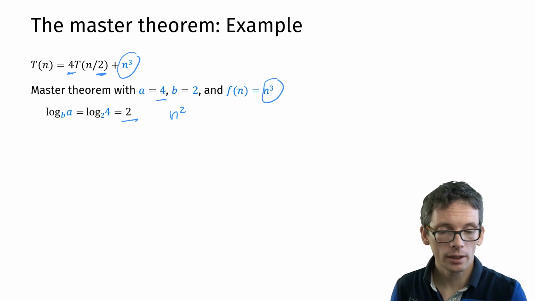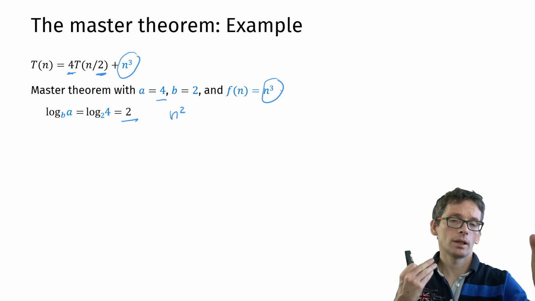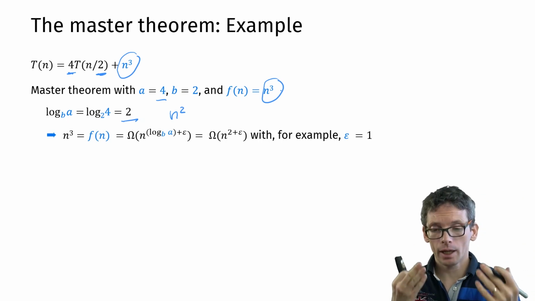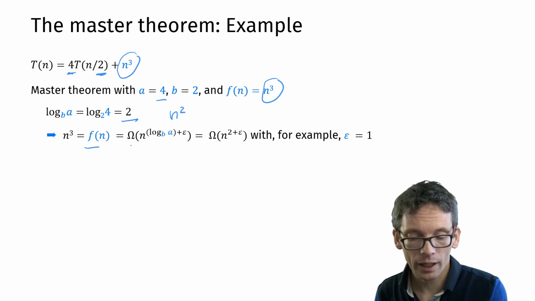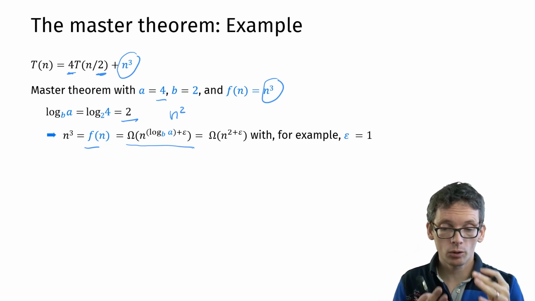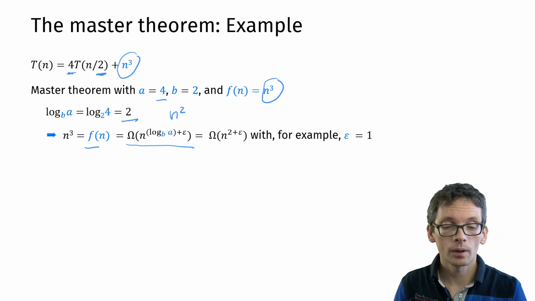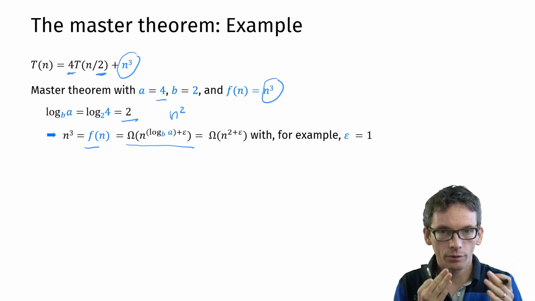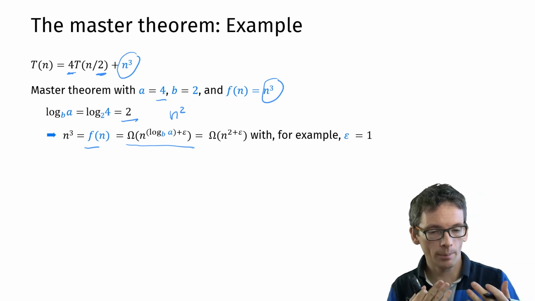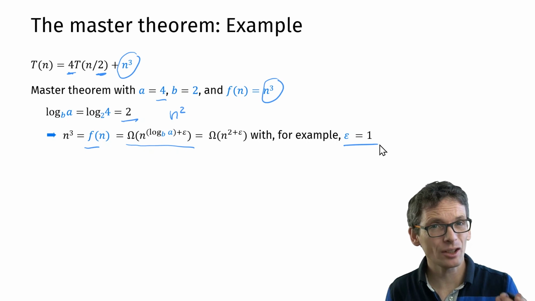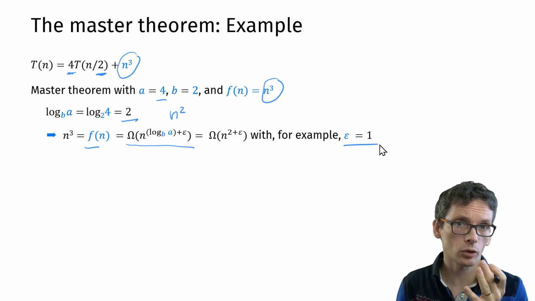So we immediately see that n cubed is the larger of the two. And what does that mean? It means we're in the third case. We have that f(n) is an omega of n to the log a base b, which is 2, plus epsilon. To prove that we're in that case, first of all, we need to give some suitable epsilon. But as epsilon, we can pick 1 here. So epsilon has to be positive, and 1 is the largest choice that we could take.